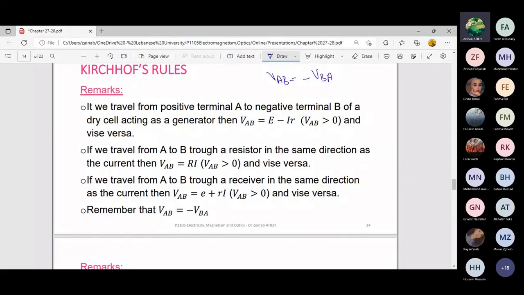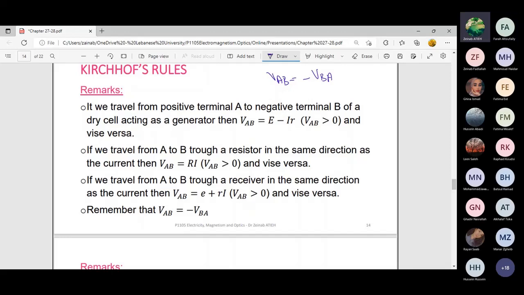Opposite to the flow of current, it's minus RI. Okay? Now the receiver is the same as the resistor. So for the receiver, if I am going with the current, it is E plus RI. Opposite to the flow of the current, it is simply E minus RI.